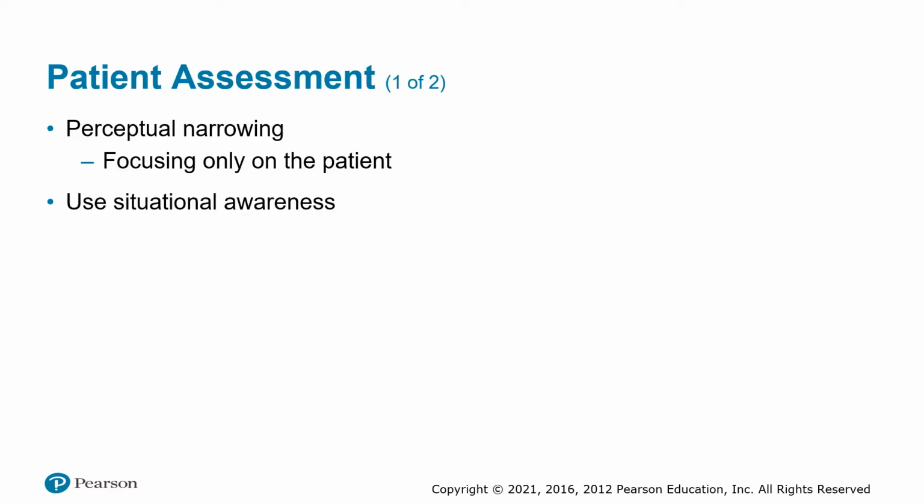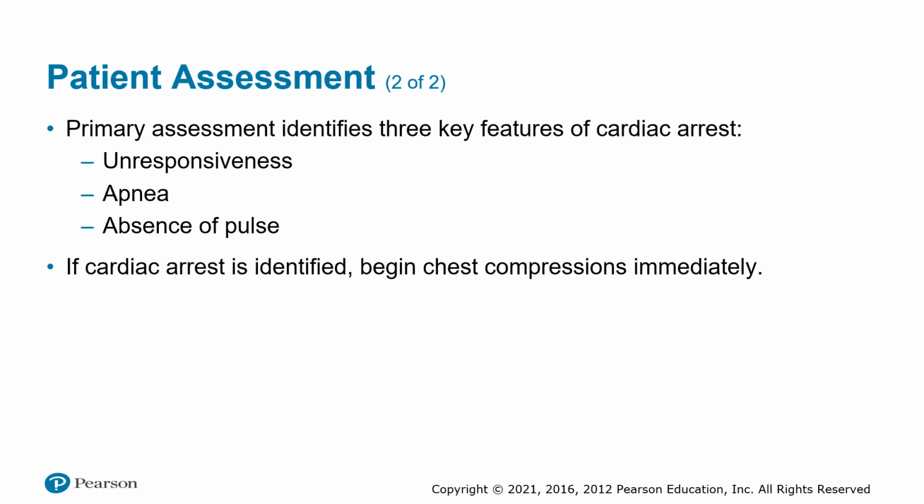So when we do a patient assessment, we typically are only focused on the patient. Whereas there are other things going on, and you have to have your situational awareness because it's a cardiac arrest. I mean, the patient needs something, but you've got to use your situational awareness. Okay. So in our primary assessment, we want to identify these three key features of cardiac arrest, and that is unresponsiveness, apnea, and the absence of a pulse.